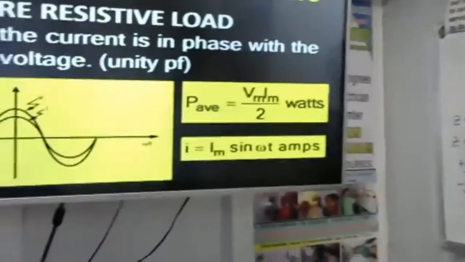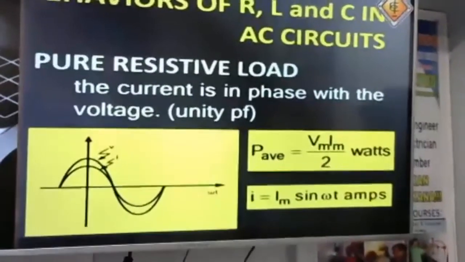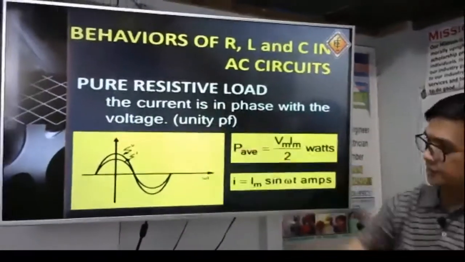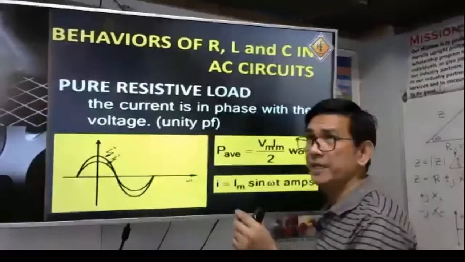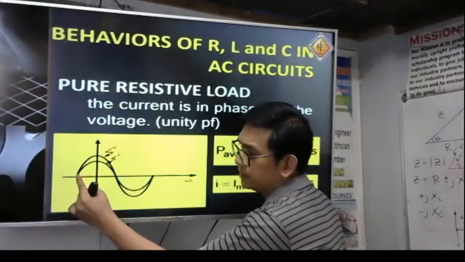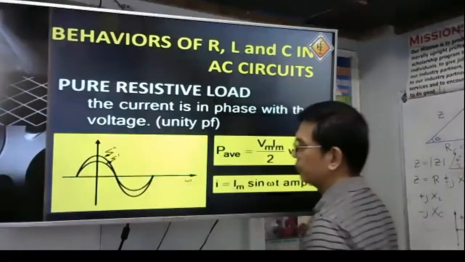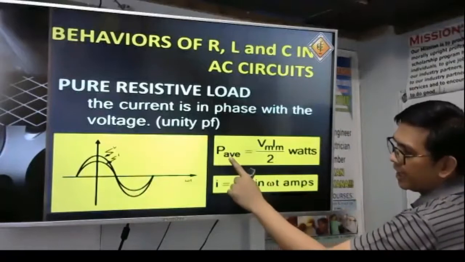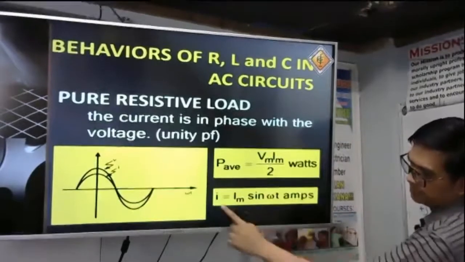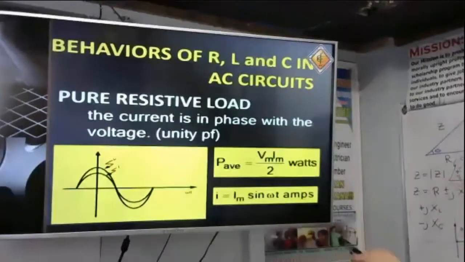Behaviors of resistance, inductance, and capacitance in an AC circuit. For a pure resistive load, the current is in phase with the voltage. What do you mean by in phase? They have the same starting point. This is the voltage waveform, the bigger one. We have the current waveform, the smaller one here. The average power P average is V sub M, I sub M divided by 2. The current I is I sub M sine omega T in amperes. That is the equation.